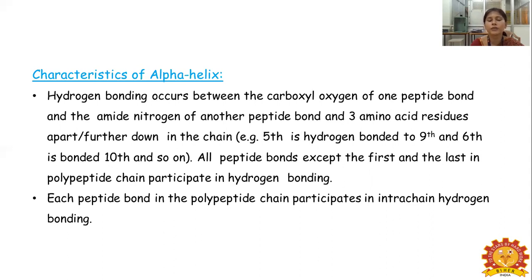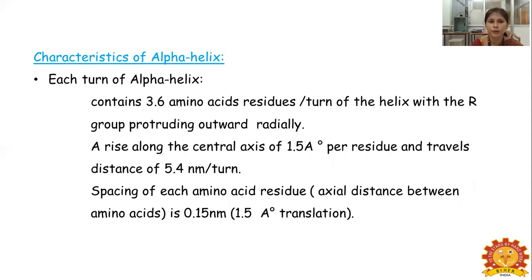So as the number of hydrogen bonds is more, this will give more stability to the alpha helix structure. Each peptide bond in the polypeptide chain participates in intra-chain hydrogen bonding, so it will be a single polypeptide chain. Each turn of the alpha helix contains 3.6 amino acids per turn of the helix, with the R group protruding outward radially.